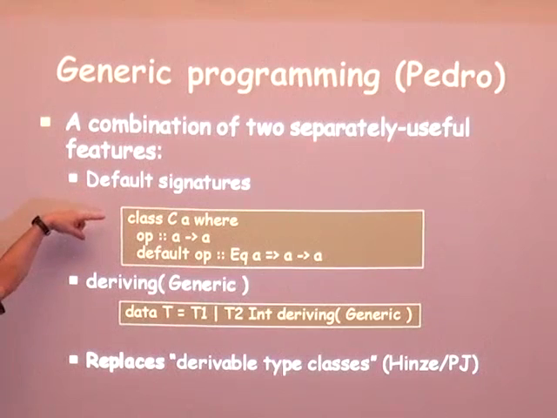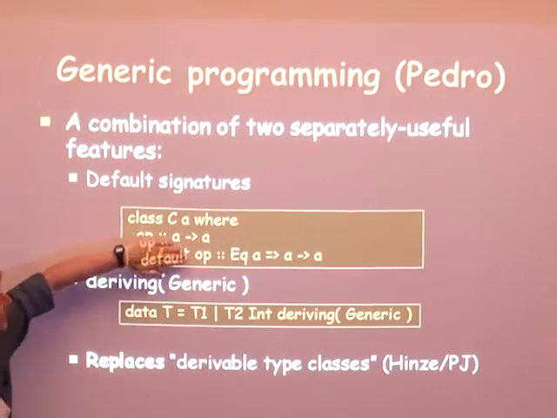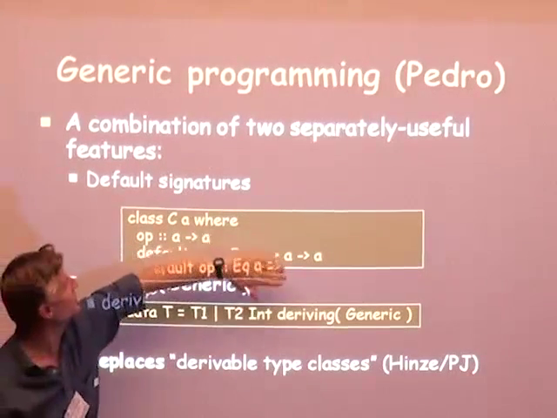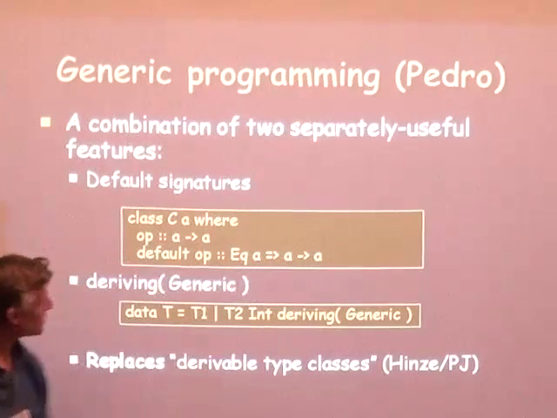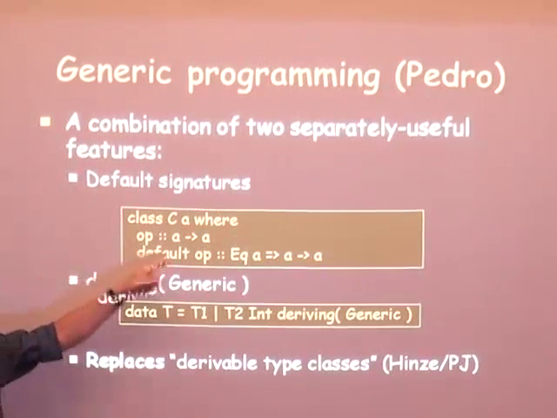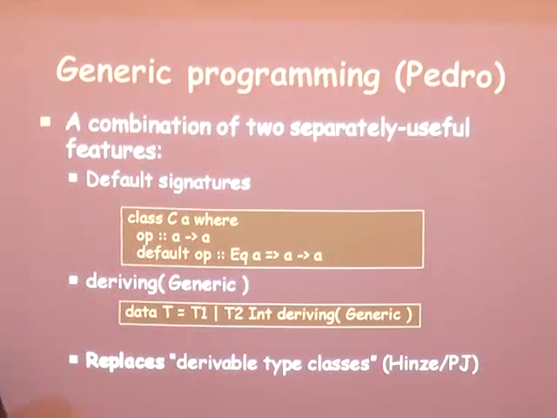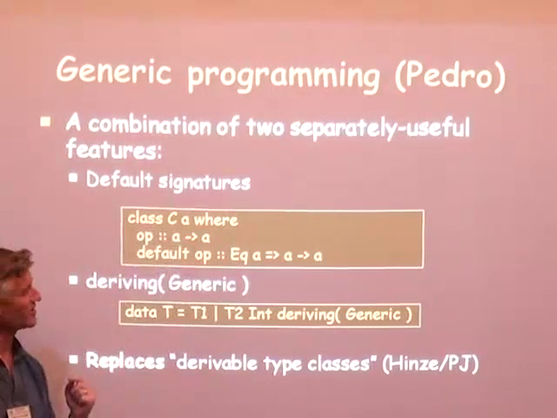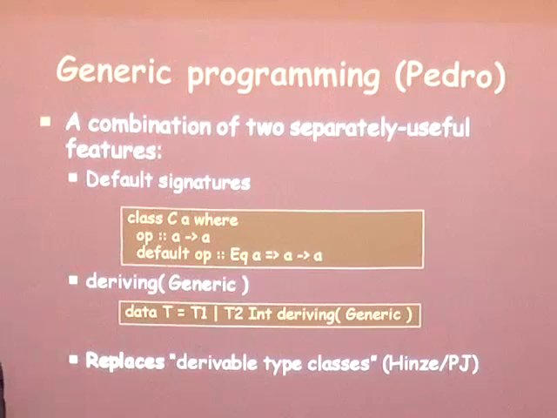One is this. In a class declaration, you can already give a default. You give a type signature for the class operation. Now, in addition, you can give a signature for the default method that is not necessarily identical to the signature for the method itself.